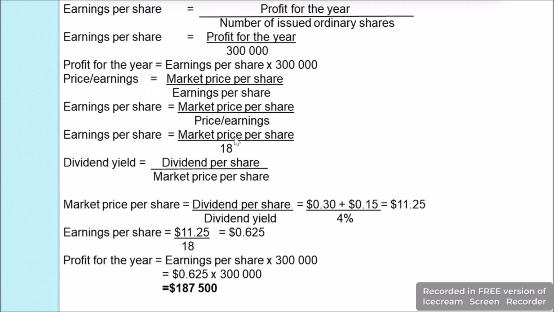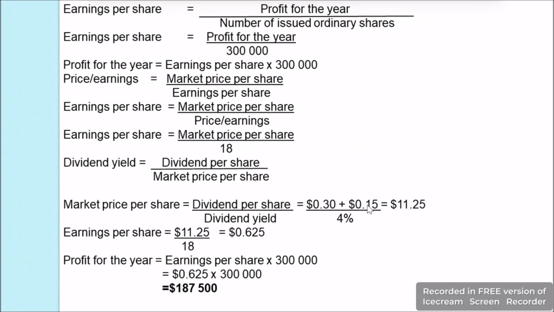Now we don't know the market price per share as well. So for this, we are going to use the dividend yield ratio, where we have the dividend per share divided by the market price per share. Now we can take market price to the other side and bring down the dividend yield ratio. So now market price per share will be equal to dividend per share divided by dividend yield, and dividend per share will be both the dividends, that is the dividend paid and the dividend proposed.